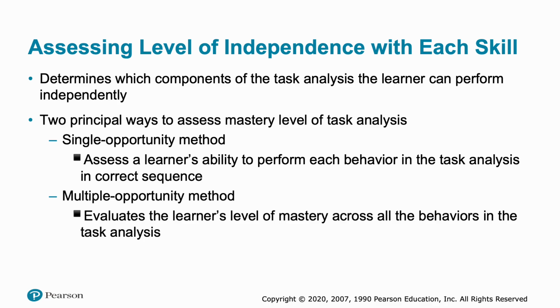Okay, so how do we assess the level of independence with each step? So we have our single opportunity method, and the single opportunity method is when we assess a learner's ability to perform each behavior in the task analysis in the correct sequence. Now, the unique thing about the single opportunity method is that we're going to give them the opportunity to engage in the entire behavior chain, but if they miss a step, then we stop assessing. We don't help them at all, okay? So I'll show you what that looks like.